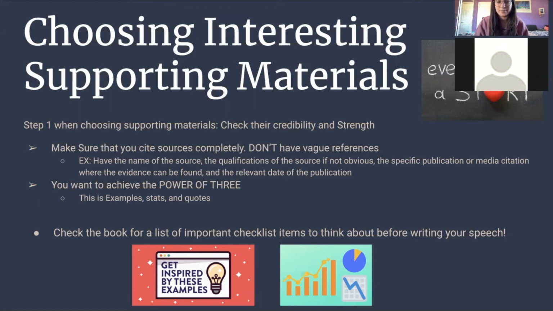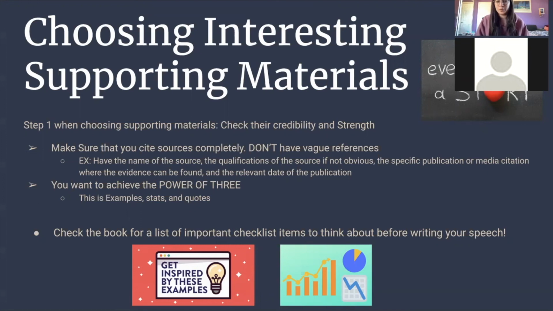The next thing you want to do is achieve the power of three. We talked about chapter 5: examples, stats, and quotes. You want to make sure that you have all of these spread out in your speech. Having that power of three is really important to make your speech hit, make it stick, and make it credible.